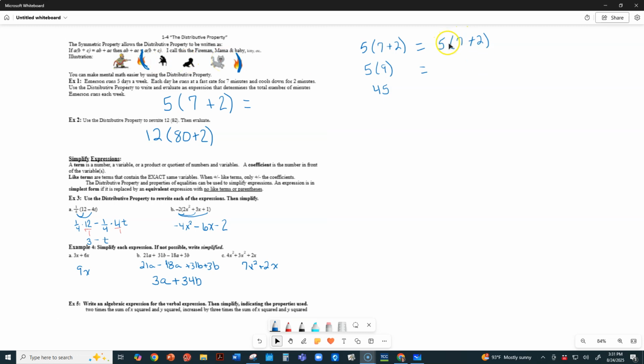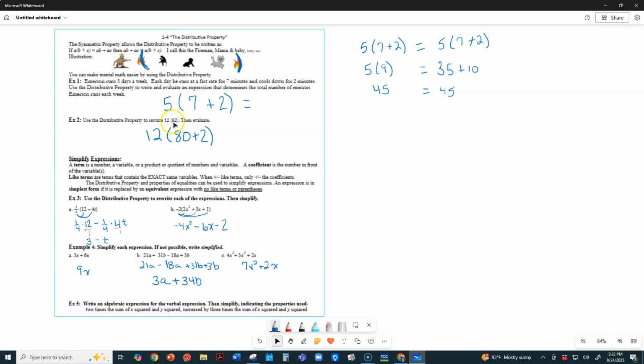So in other words, over here, the 5 is the fireman. Since the operation right here is multiply, he's going to multiply: 5 times 7 gives me 35, and then 5 times 2 gives me 10. If you now add those two together, the 35 and the 10, you get 45. You'll see that you got the same answer using the distributive property as if we didn't use it. So what that helps us do sometimes is make multiplication a little bit easier.